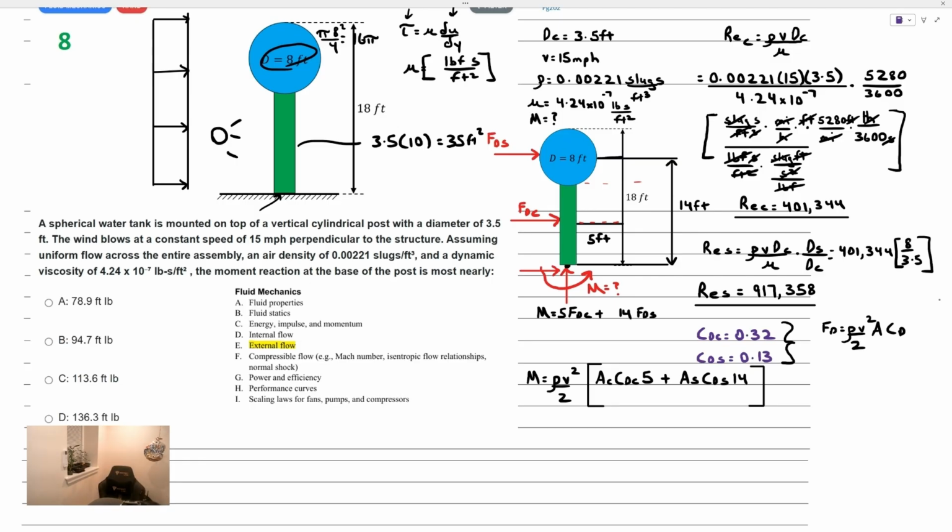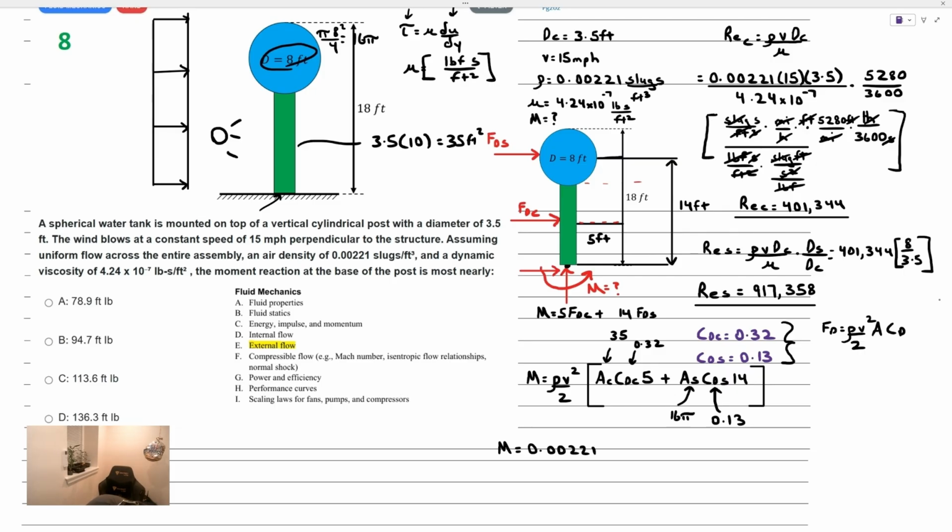Let's go ahead and substitute in for that cylinder. We're going to substitute in a value of 35 square feet. The drag coefficient for that cylinder is equal to 0.32. For the sphere, we know 16 pi was the frontal area. The drag coefficient was 0.13. And we kind of understand what the density or the speed is, but we have to make sure that our units are consistent. Let's write down the final relationship here, and we'll do our final unit check.